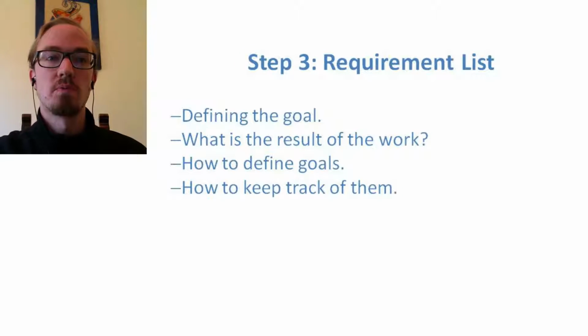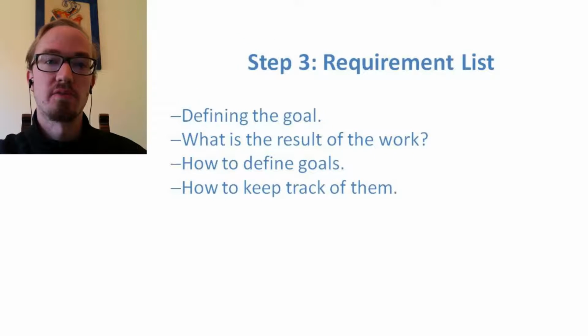Step 3 is the requirement list. In this list you define your goal, what exactly you want to reach, what are the results of the work, and I will show you how to define goals properly and how to keep track of them, because here you want to really make a framework of what you want to reach.